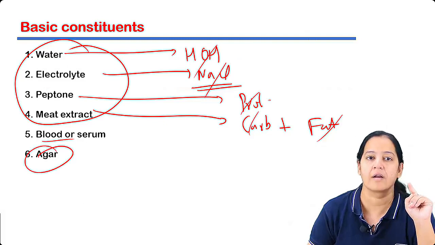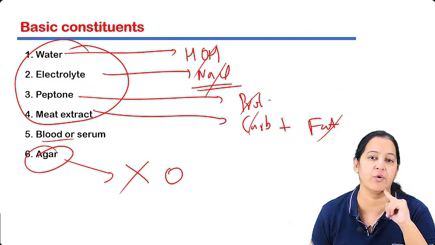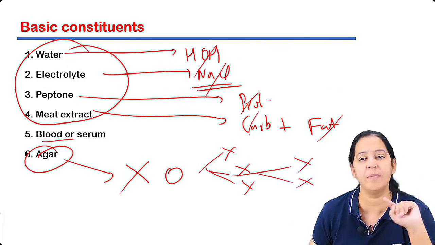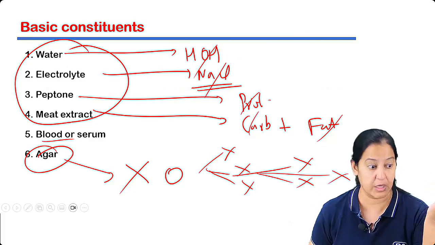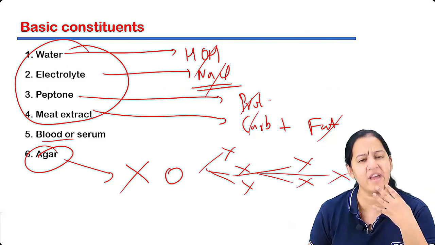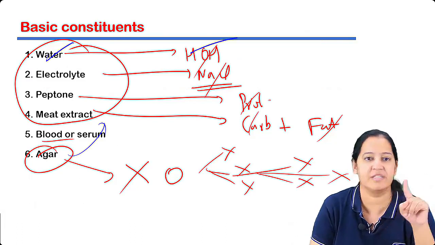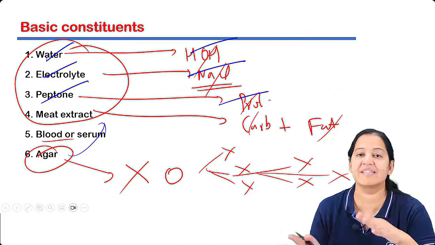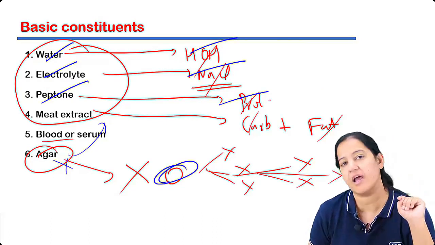लेकिन अगार से क्या मिलता है? Agar has nothing, zero nutritive value, no protein, no fat, no carbs, no vitamin, no mineral, no electrolyte. So you may be thinking, ma'am, why do we add agar then? You are saying it has nothing. Why are we adding agar to the nutrient medium? Water is providing HOH, electrolyte is providing NaCl, peptone is providing protein. So something is providing something. But you are saying agar has zero nutritive value? Yes, agar has zero nutritive value.